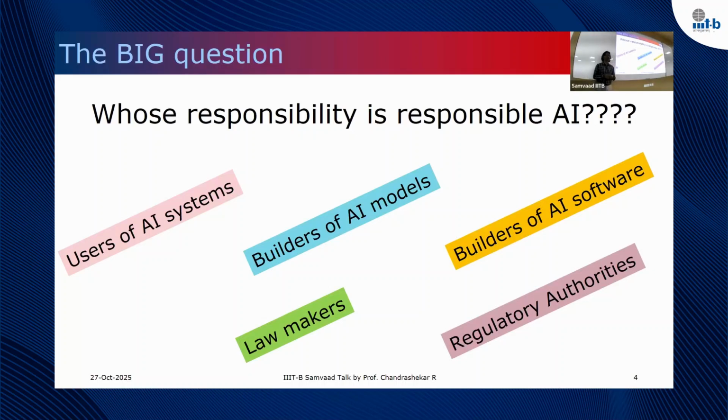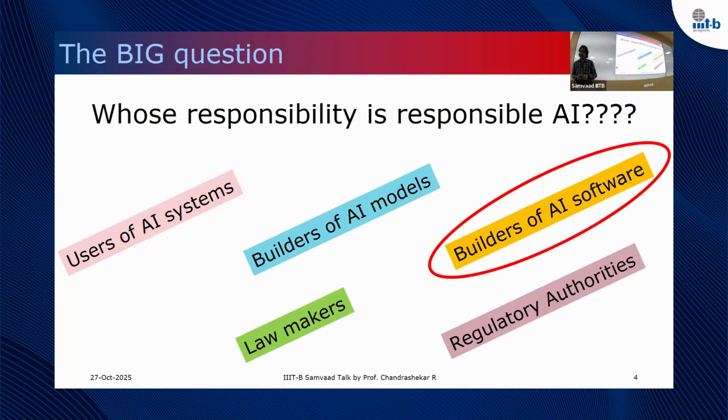So if you want responsible software, the idea is that if you have very strong laws and regulations, then it will automatically ensure in some way that none of those other things will behave irresponsibly. Okay, so my focus is on builders of the AI software, right?